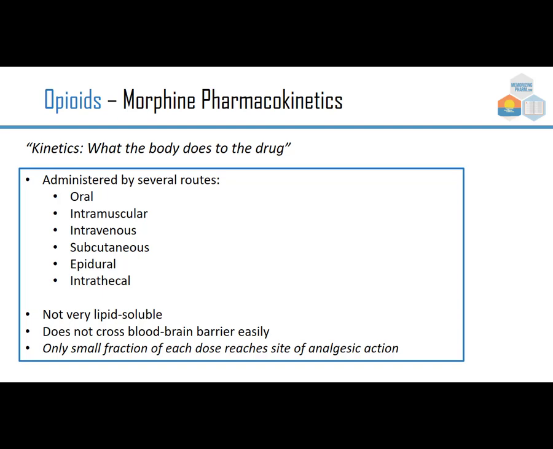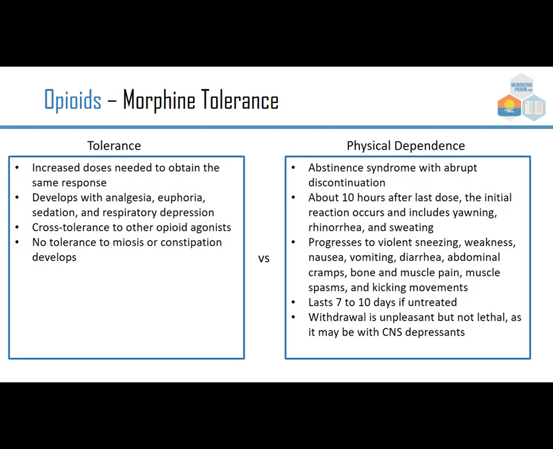The pharmacokinetics, so the kinetics are what the body does to the drug. So it's administered by several routes. You've got oral, intramuscular, intravenous, subcutaneous, epidural, intrathecal. It's not very lipid soluble, and it doesn't cross the blood-brain barrier easily, and only a small fraction reaches the site of analgesic action. But the issue we have is morphine tolerance. So increased doses are needed to obtain the same response. It develops with analgesia, euphoria, sedation, respiratory depression. There's a cross-tolerance to other opioid agonists, and no tolerance to miosis or constipation develops.